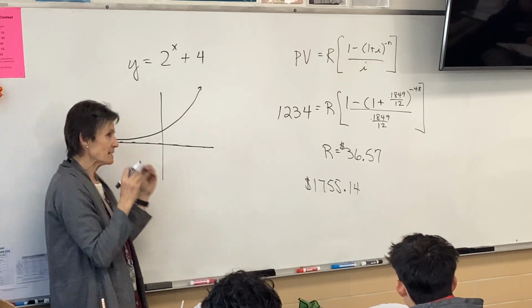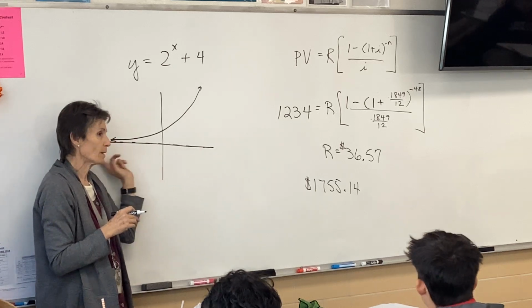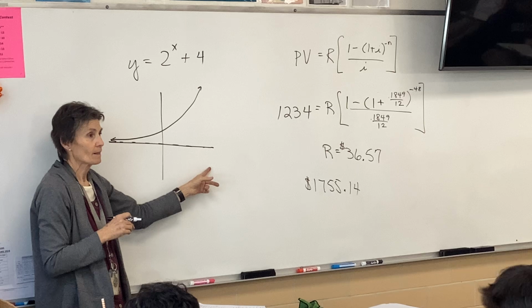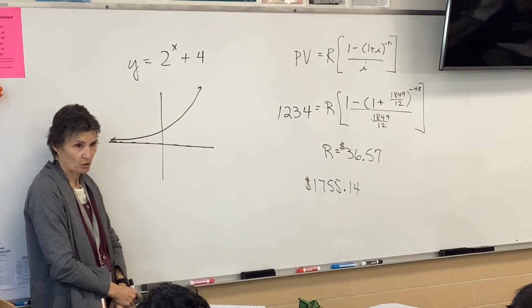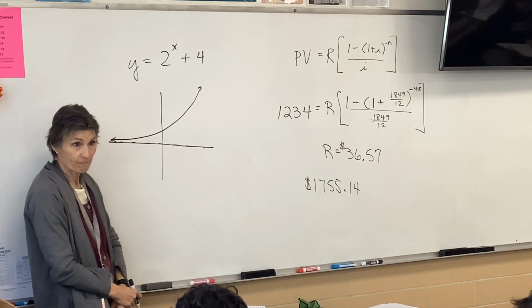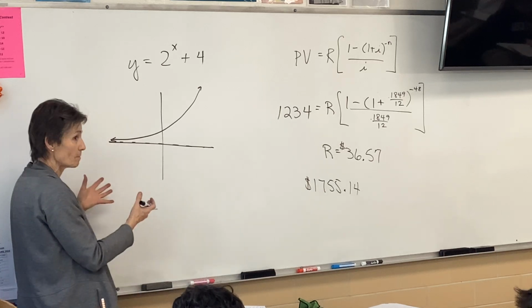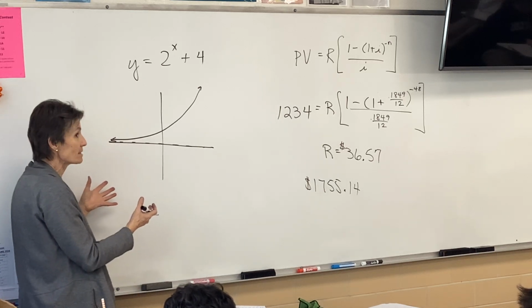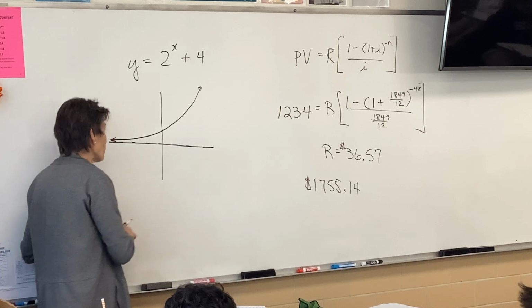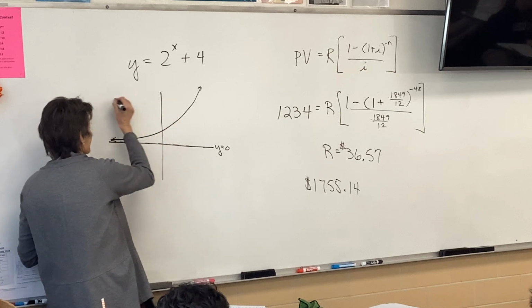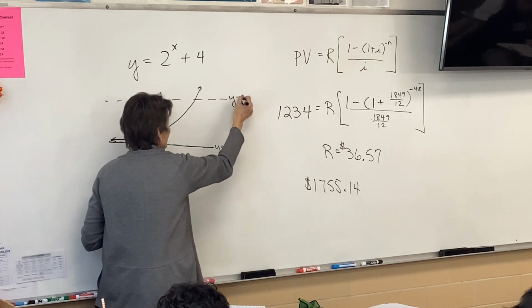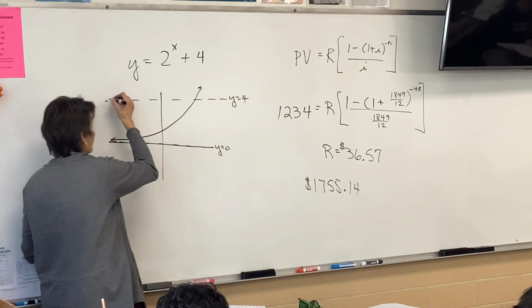The basic exponential has an asymptote right here at 0. What does adding 4 do to that picture? Moves it up 4. Raises it 4, so that means the whole shebang, including the asymptote, is going up 4. It was at 0, it's now going to be at 4, so it's going to look like this now.